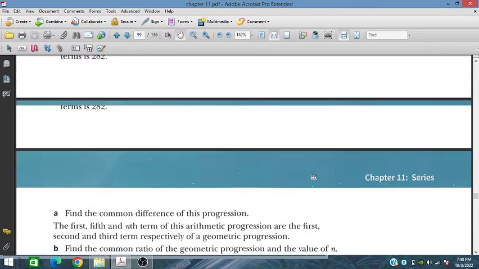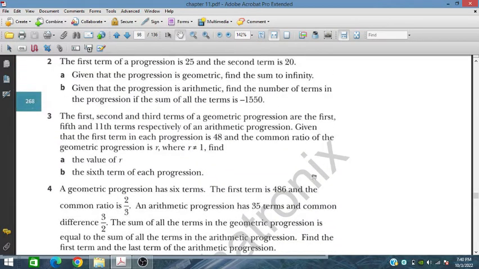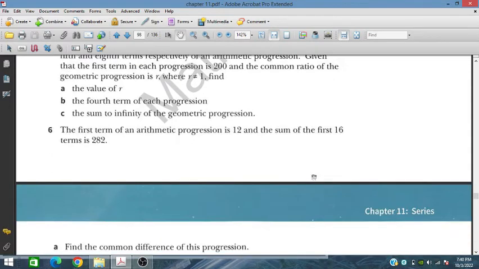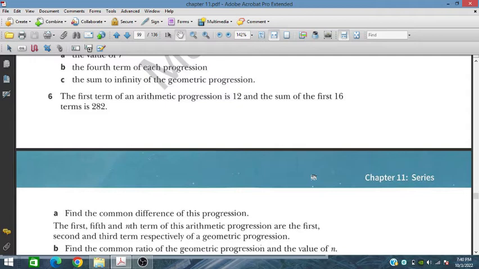Let's move to the next problem. The third problem has been solved. Now let's see the sixth. The first term of an arithmetic progression is 12, and the sum of the first 16 terms is 282. This is an arithmetic progression, AP. The first term is given as 12, and the sum of the first 16 terms is 282.